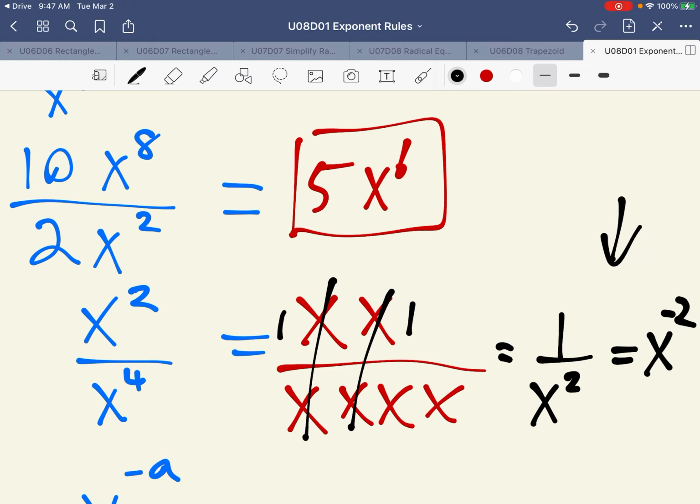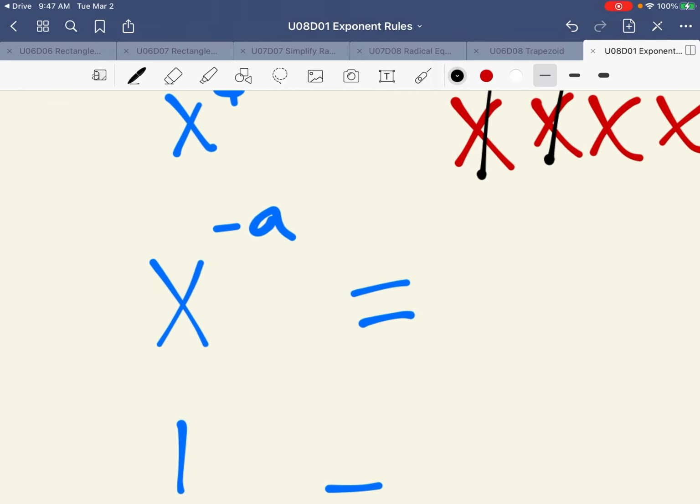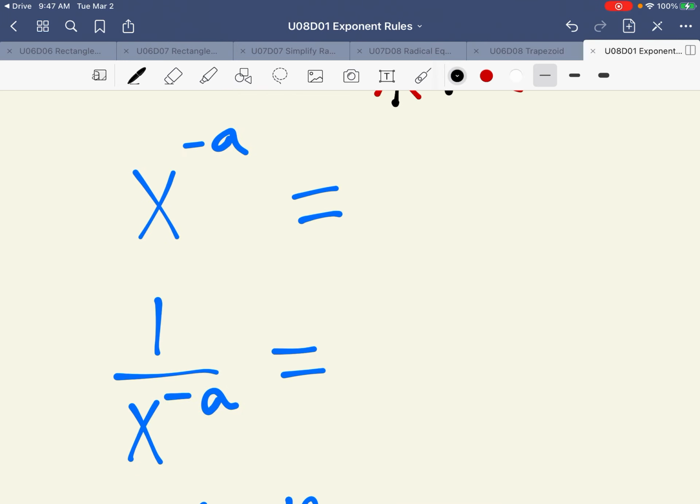This is actually going to lead us to the negative exponent rule, which pretty much says if you have a negative exponent in the numerator, you can rewrite it in the denominator as a positive exponent, and vice versa. So wherever you have negative exponents in an example, if we have it in the numerator, we can rewrite it into the denominator with a positive exponent, and if we have it in the denominator, we can rewrite it into the numerator with a positive exponent.